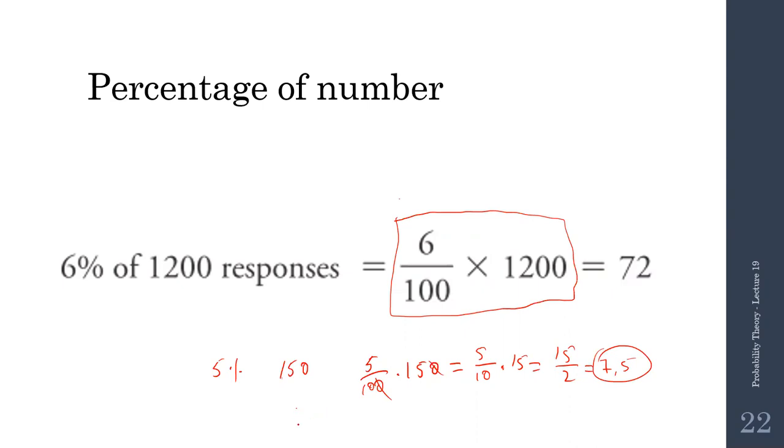Or the other way, like 150 times 0.05. This means 5%. If you need 30%, you have to multiply by 0.3. 30% means multiply by 0.3.